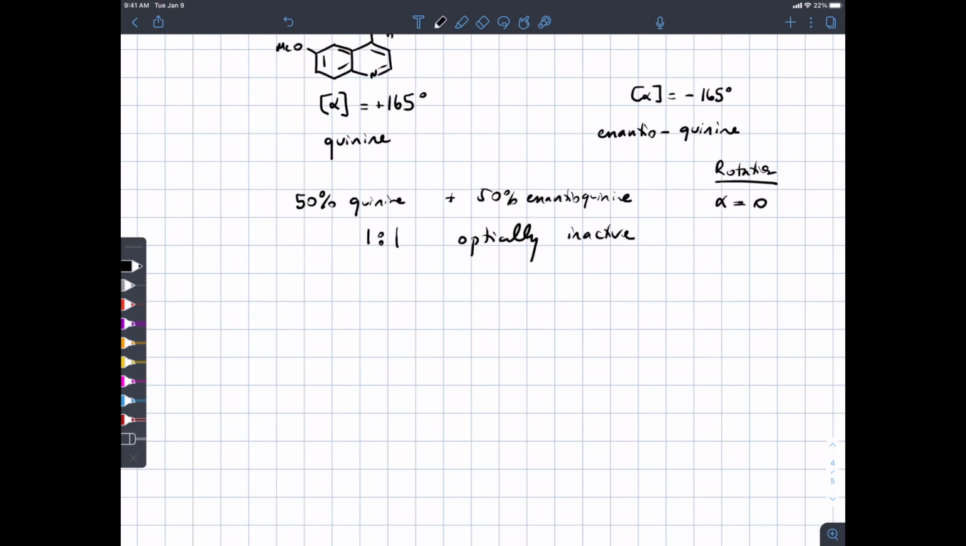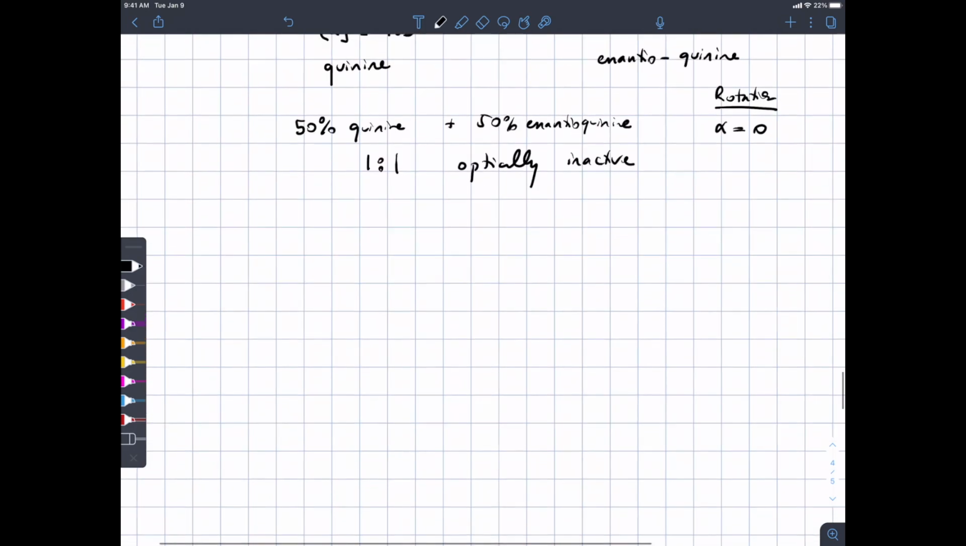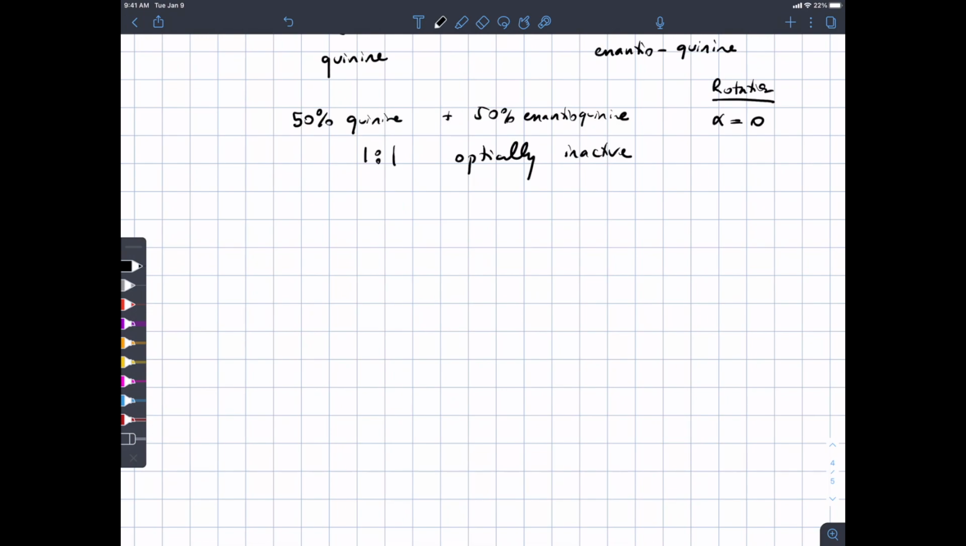because it doesn't rotate light anymore. And the reason it doesn't is we have an identical mixture of two enantiomers together. The one rotates this direction, the other rotates in that direction. They cancel each other out. There's no overall net rotation. Now, you can use the optical rotation of a mixture to determine its composition.